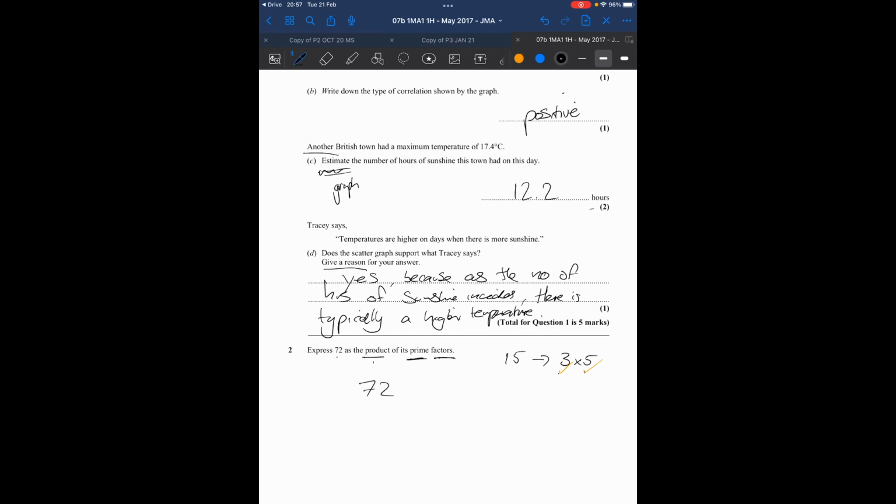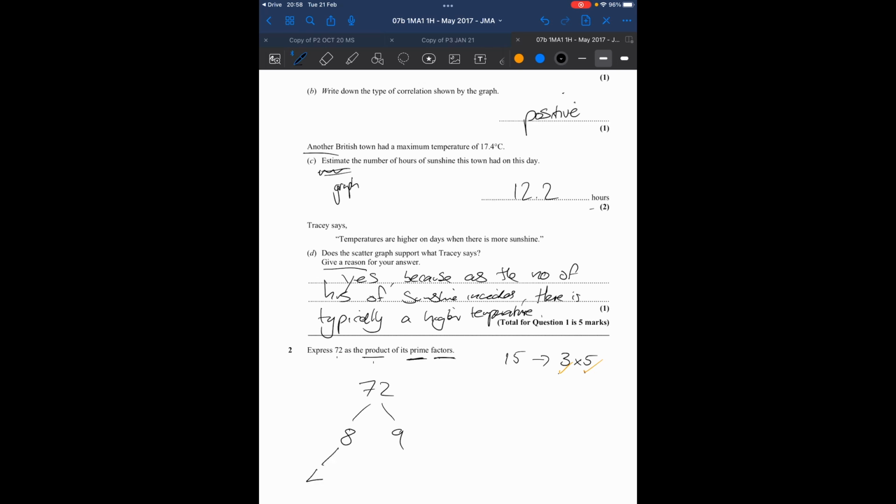So you might have seen something like this before. You break it up into a tree. You can go anyway, you'll get the same answer. So I'm going to do 72, and I'm going to go in with, let's do 8 and 9. And the way I like to do this is you only take your pen off the paper if it's not a prime number. So what do I mean? I'll show you. So 8 and 9 are not prime numbers, so we're going to keep going.